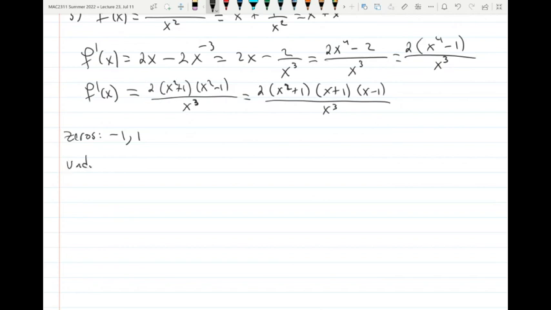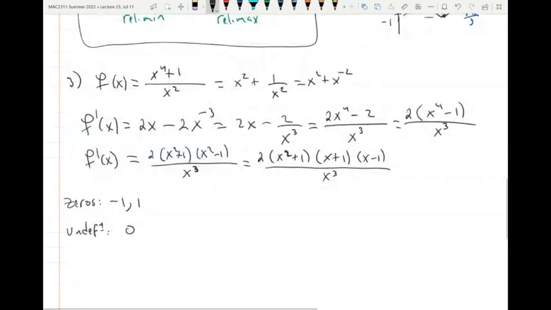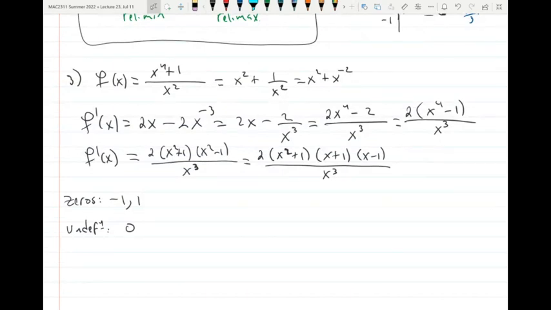And any value that makes it undefined, x equals 0. Now, x equals 0 is not really a critical number. Why? Because it's not on the graph. To be a critical number, it has to be a point on the graph. The original function is not defined at 0. Do you see that? So this guy is not a critical number.